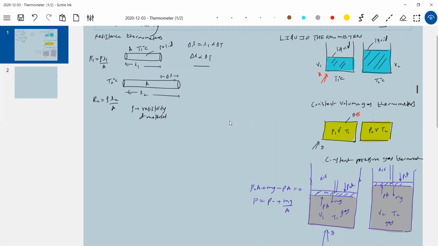Able to understand? The change in property of a material due to change in temperature of the material is what is used to construct thermometers. Able to get this? That change in property is a general thing. It can be any quantity. It need not always be this one. It can be any quantity, you know.